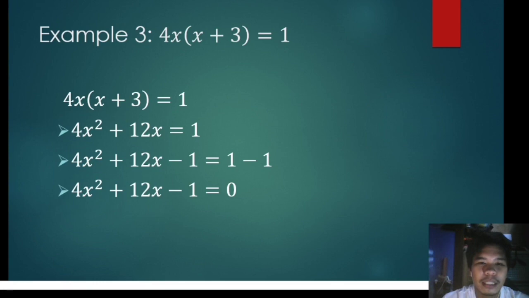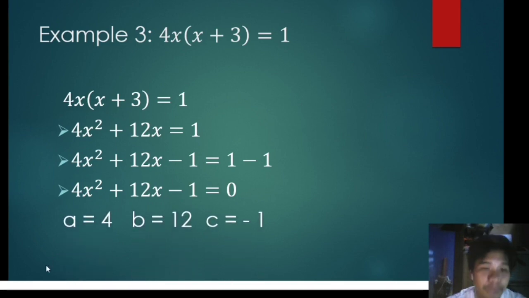So therefore, we can now identify the quadratic term as 4x squared, the linear term as 12x, and the constant term as negative 1. So by that, we can now get the values of a, b, and c. Since the numerical coefficient of the quadratic term is positive 4, the value of a is positive 4. Since the numerical coefficient of the linear term is 12, the value of b is equal to positive 12. And the constant term here is negative 1, so the value of c is equal to negative 1.